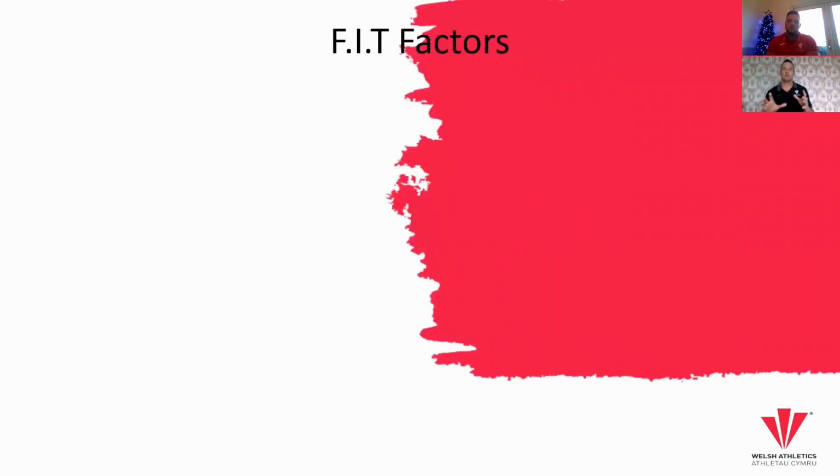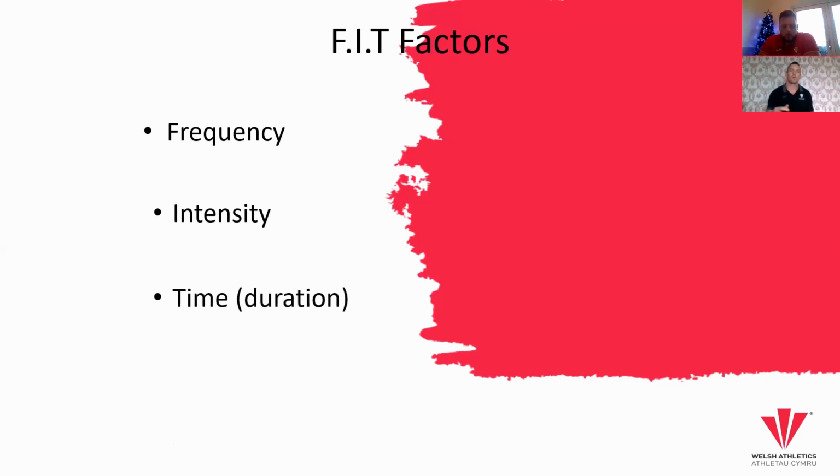So in order to increase this wave in an upward fashion, we need to alter either the frequency. As I said, we need to train twice a week instead of once, which alters the frequency. We need to increase the intensity, so we train harder for that one session a week, or we increase the time, so that 1 hour becomes 2 hours.